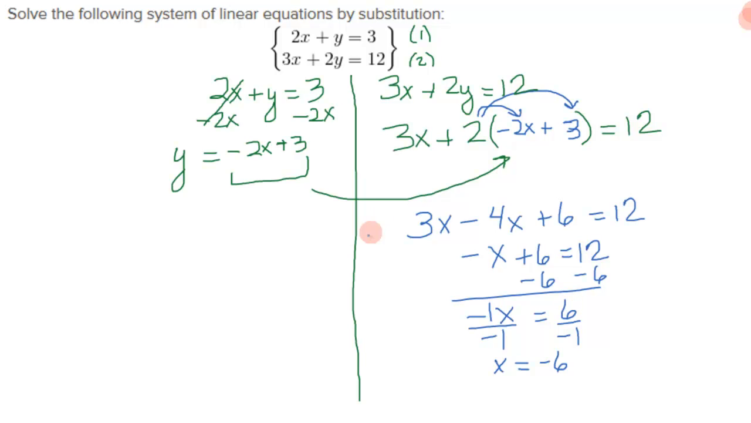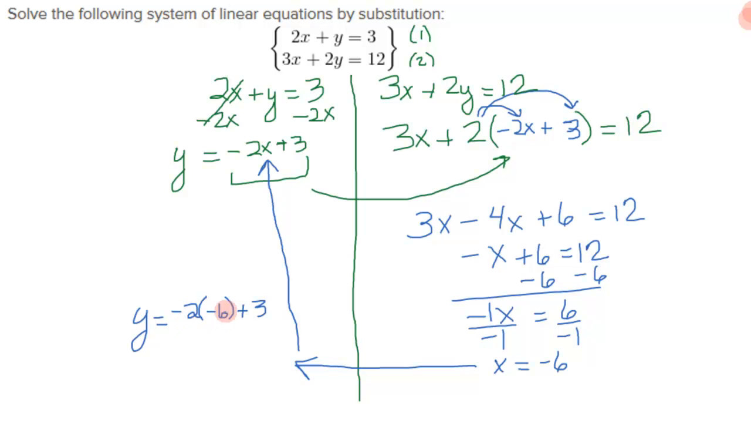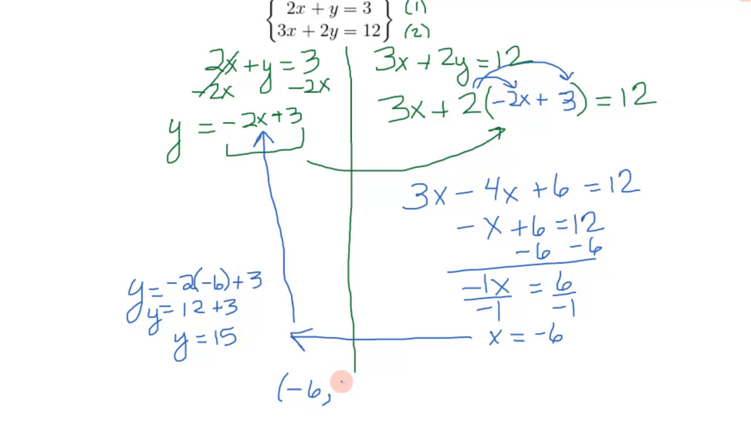So now what you're going to do is take that x equals negative 6, bring it back over to the left-hand side of the table, and substitute it for the x there. So y is equal to negative 2, put in your x, your negative 6, plus 3. Now we're going to solve for y. Multiply here, you get 12 plus 3, so y equals 15. So what did you find? This ordered pair with the x first, negative 6, 15, is the point where these two lines meet.